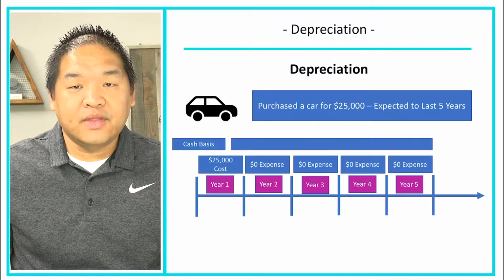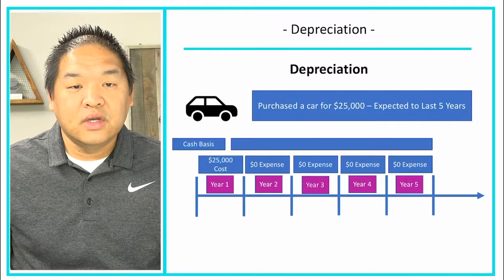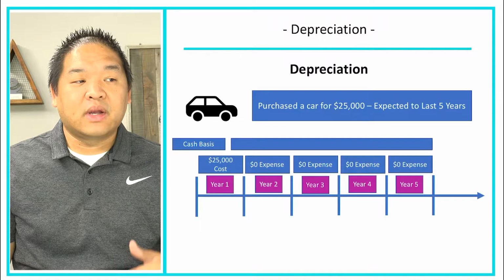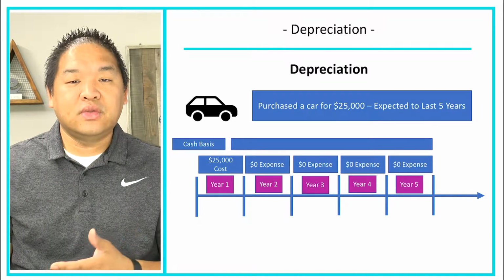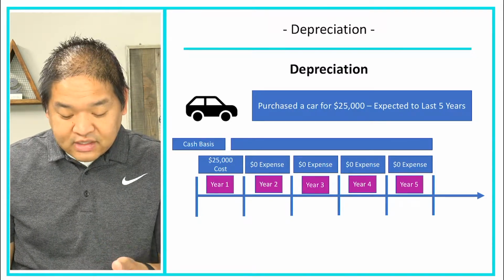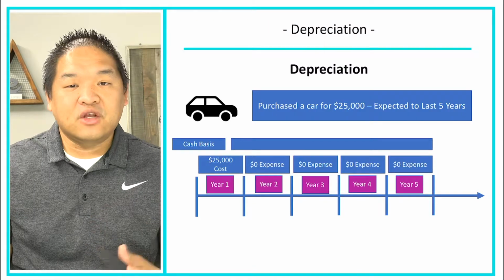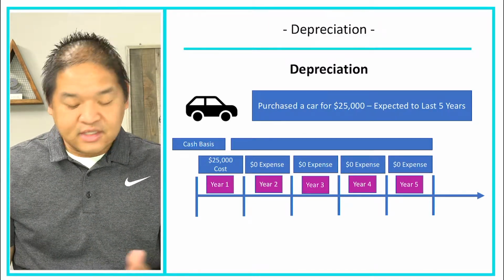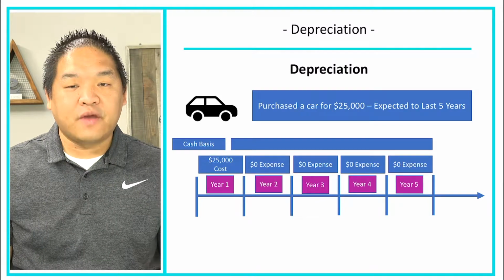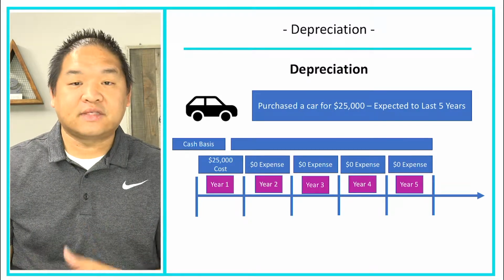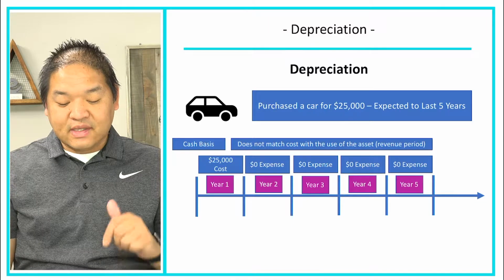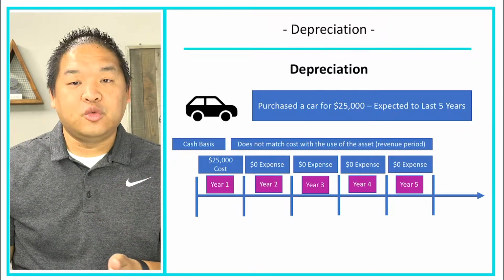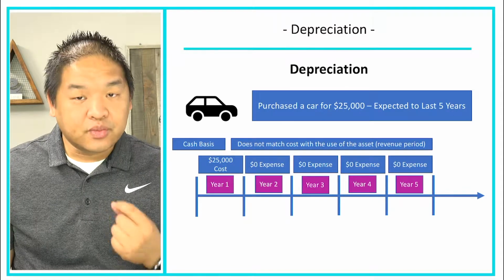And what we know about this is that we want to make sure that we are not violating the matching principle, where we match the cost to the revenue. Well, if we did it this way, if we booked a vehicle expense for $25,000 and credited cash for $25,000, this would be incorrect because we are actually getting revenues from this vehicle over the next 5 years. So this doesn't match the cost with the use of the asset during the revenue period. So what do we need to do? We need to do depreciation.